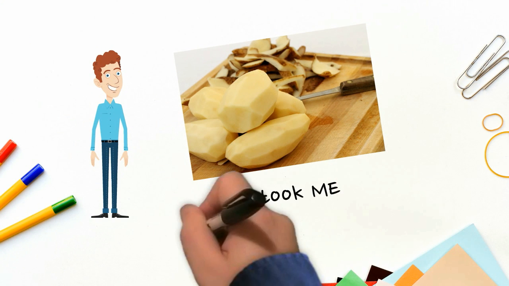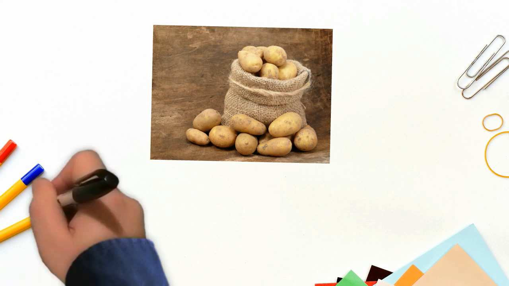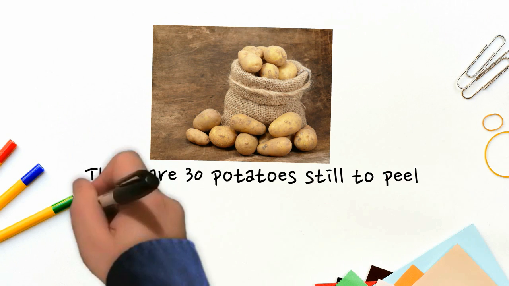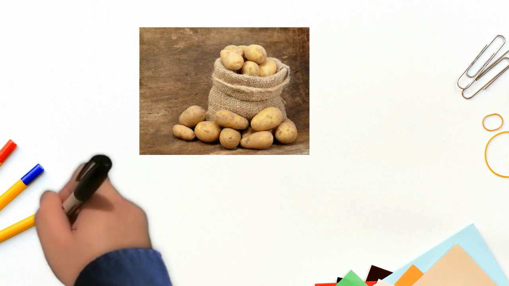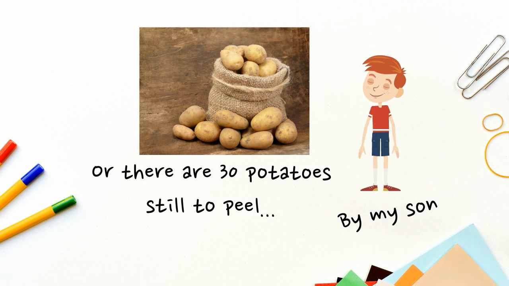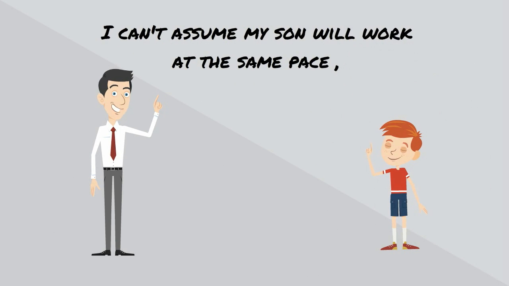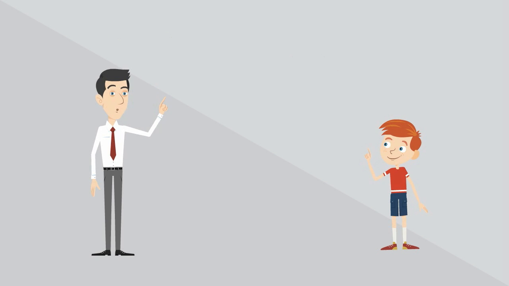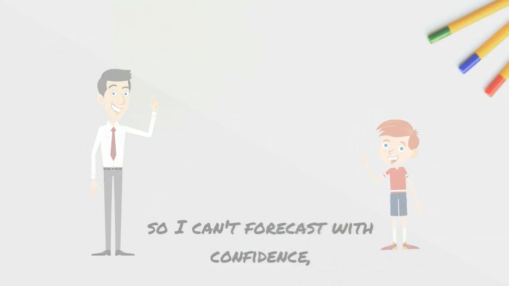Let's say that it took me 5 minutes to peel 10 potatoes. And just as before, there are 30 potatoes still left to peel. But the thing is, I started with the small ones. Or, there are still 30 potatoes left to peel, but this time by my son. I can't assume that my son will work at the same pace as me, or in the case of the small potatoes, I can't assume that a small potato will take as long to peel as a large potato. In either situation, I can't forecast with any confidence.